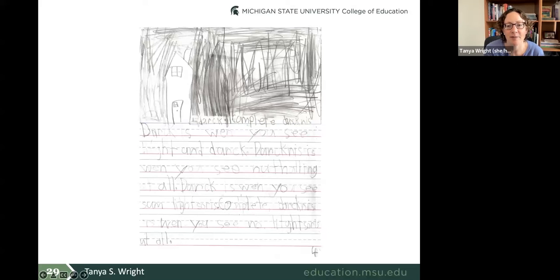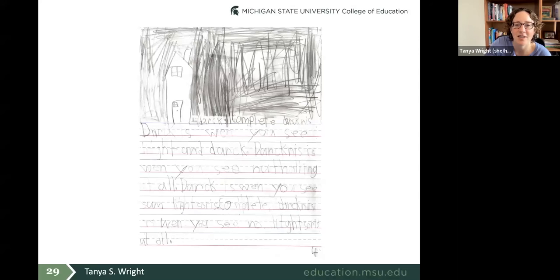And this child has drawn an image, and it says dark, complete darkness. And it says dark is when you see light. Darkness is when you see light and dark. Darkness is when you see nothing at all. Dark is when you see some light source. Complete darkness is when you see no light source at all.